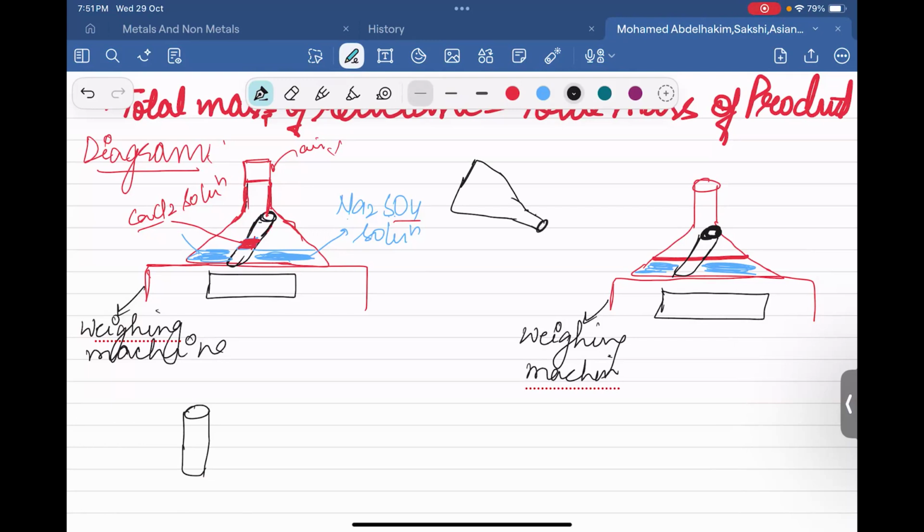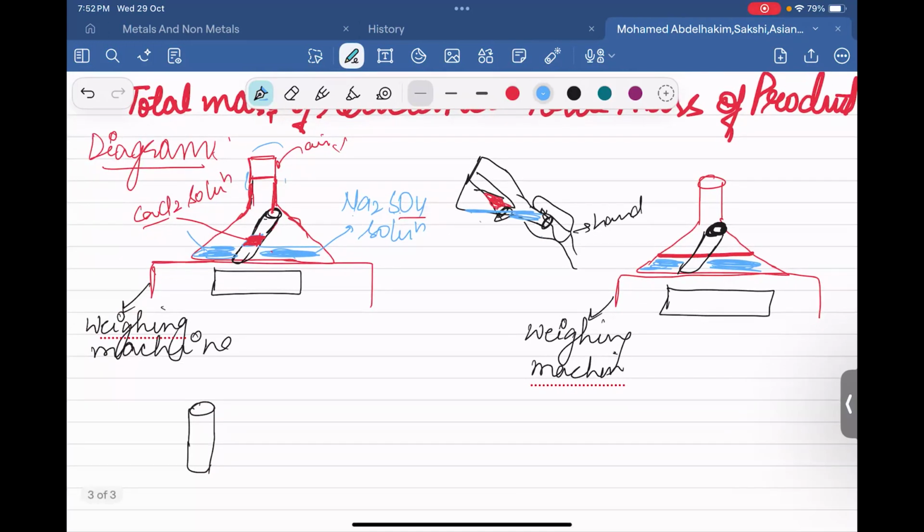We are taking it in our hand. This is our hand, my drawing is not so good, and this is a test tube inside it. The red color test tube is inside it, and the blue one is calcium chloride. We are tilting the whole thing like this and mixing it.